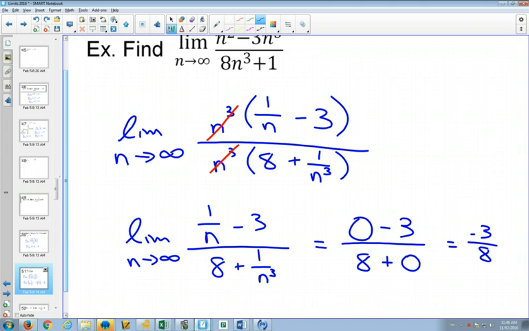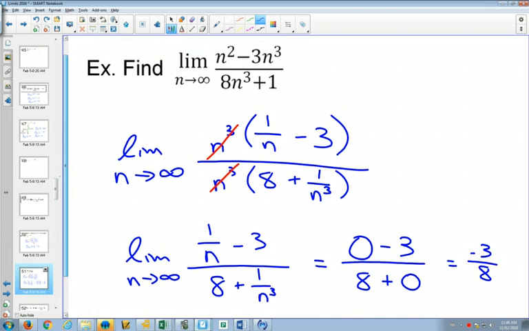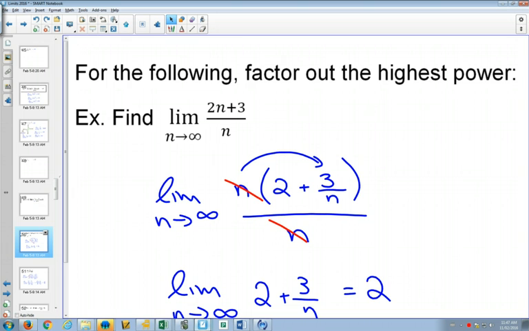Now, what happens as n gets really, really big, especially with powers? Would you agree that n cubed is more powerful than n squared? It goes up faster. And n to the 5 is more powerful than n cubed, and n to the 10 is more powerful than n to the 5. So when we look at these questions with a polynomial on the top that has powers, and a polynomial on the bottom, we're really only concerned with the most powerful thing. Everything else can be ignored.